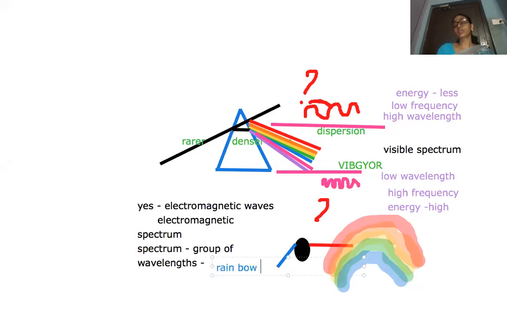How does a rainbow occur? That's also because of dispersion. So let's see the entire electromagnetic waves and electromagnetic spectrum. Let me clear this. So now let us see what is an electromagnetic wave. First, let us see the characteristics of an electromagnetic wave, and then we will go to what is meant by electromagnetic spectrum.